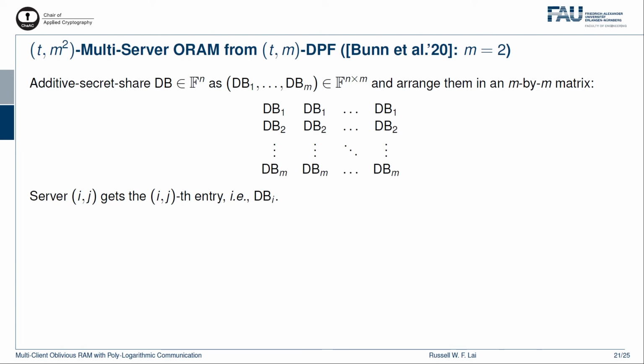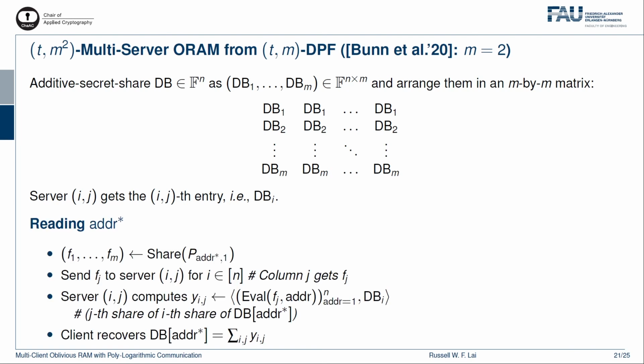To set up the database, we treat the database as an n-dimensional vector and secret share it into M shares, db1 up to dbm. We then arrange these shares in an m by m matrix, where the ith row consists of dbi's. The ijth entry is exactly the share of the ijth server. That is, server ij will get dbi.